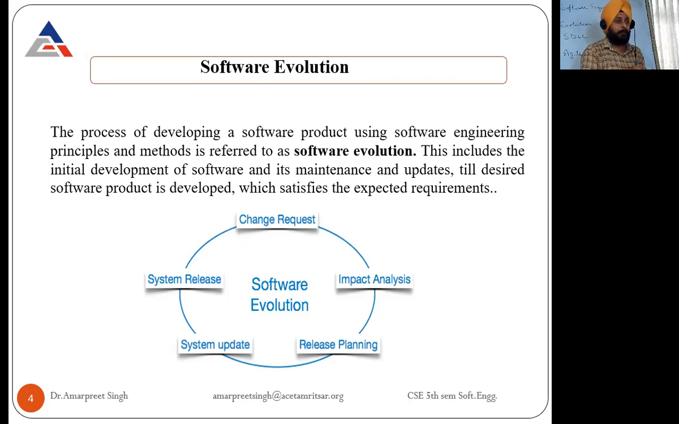This includes initial development of the software and its maintenance, as well as the time to time updates till the desired software product is developed, and that software product should satisfy the expected requirements. So you can see the cycle there. I will explain this cycle. It starts from the request, impact analysis, planning, then the update is released, then the system is released, and again change. If there is a request to change, then the change is incorporated into the software, and this cycle continues.